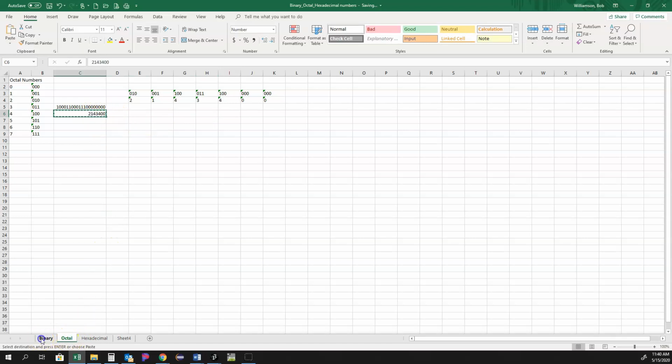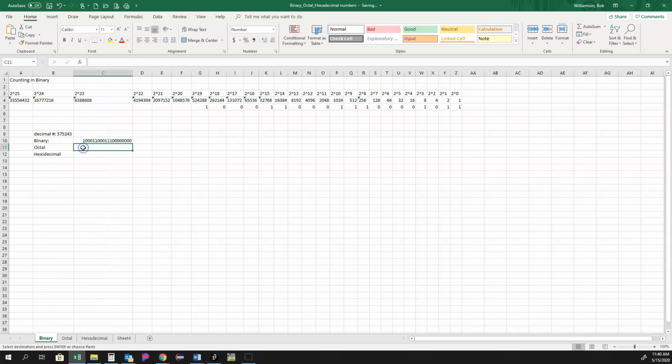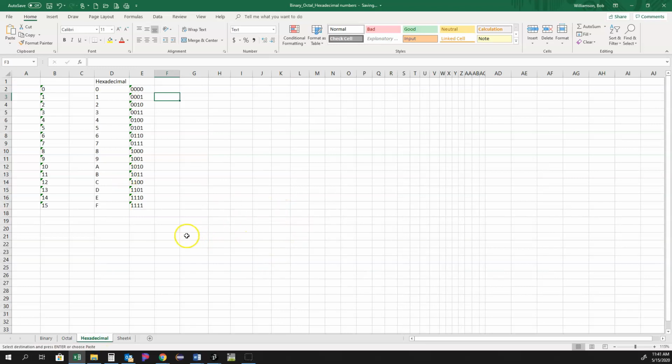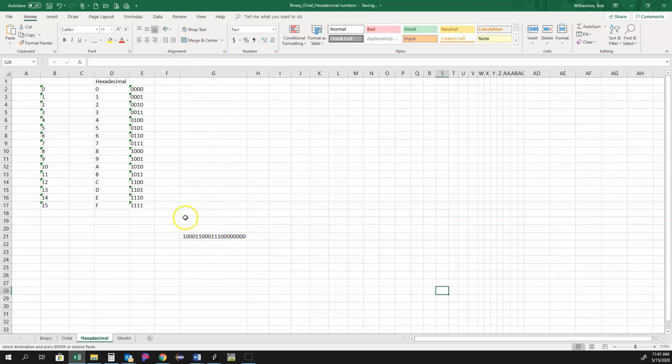I'm going to just bring it back here so we keep those all on the same page. Now, hexadecimal. Again, we take our binary number and break it into chunks of 4. So I'm going to move over to my hexadecimal tab here. I'm taking the number I just brought over there, and I'm going to break this into segments of 4. So we can now convert those into hexadecimal.